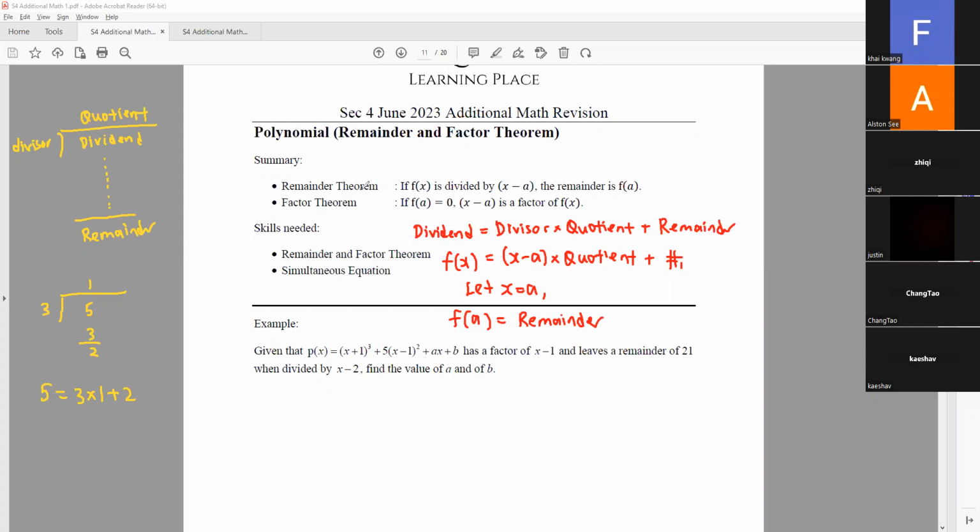Okay, and what is factor theorem? Factor theorem is just a special case of your remainder theorem where the remainder is 0. No remainder means it is a factor.